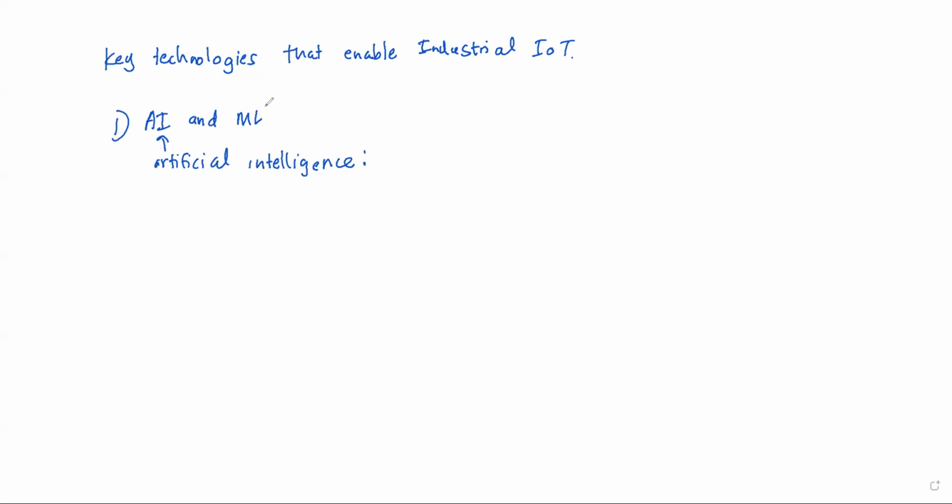ML refers to machine learning. So we need to integrate these technologies into the industrial scenario to improve the efficiency of the Internet of Things. In artificial intelligence, we are building intelligent machines that can respond to us like humans. So intelligent machines are developed that can respond as humans.